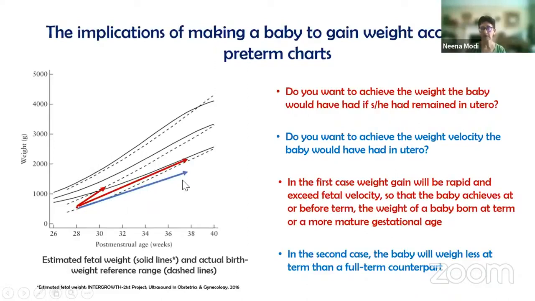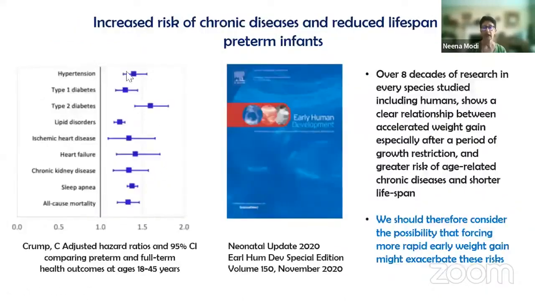One very fundamental problem in preterm medicine is that some people follow the red lines, some people believe it's safer to follow the blue lines. We just do not know which is going to lead to the optimum outcome. And of course, there is a danger of promoting more rapid growth, because we have now over 8 decades of research in every species studied, including humans, that shows a very, very clear relationship between accelerated postnatal weight gain, especially after a period of growth restriction, which is the situation for our preterm babies, and greater risk of age-related chronic diseases and a shorter lifespan.